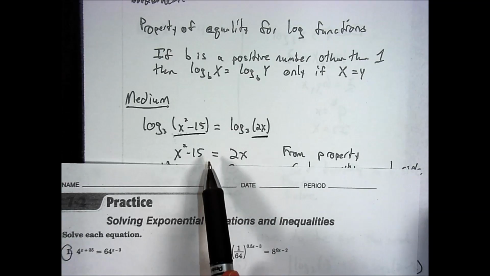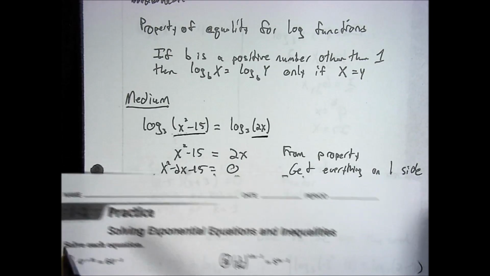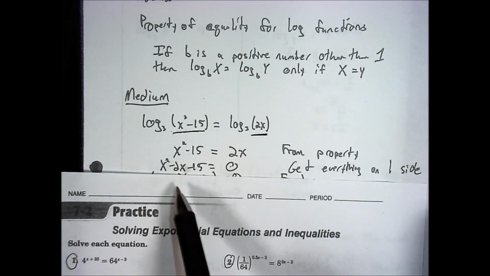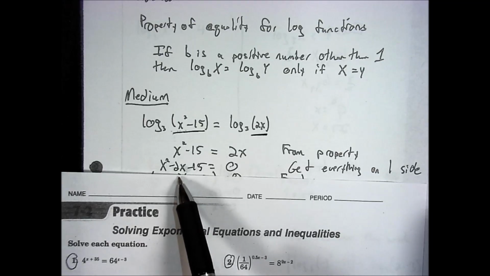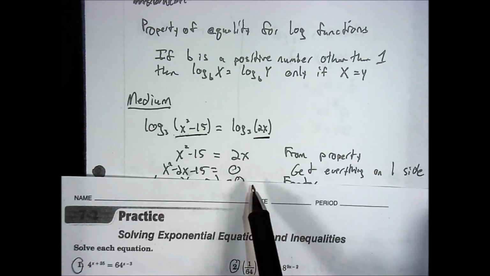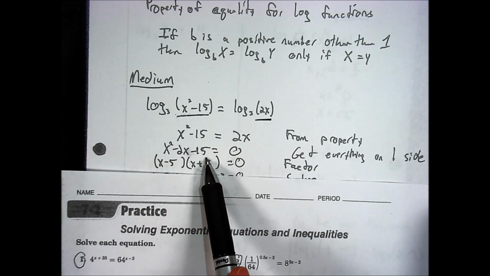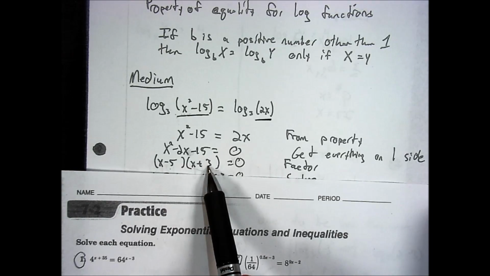Okay, now this is a little different. This goes back to our quadratic strategies, our x squareds. We want to get everything on the same side whenever we're using x squareds. So I had to subtract the 2x over. x squared minus 2x minus 15 equals 0. Then we can factor: what multiplies to negative 15 and adds to negative 2? Negative 5, positive 3.